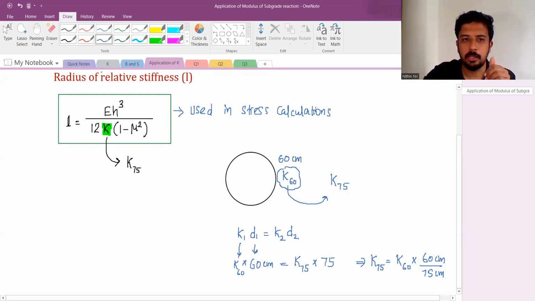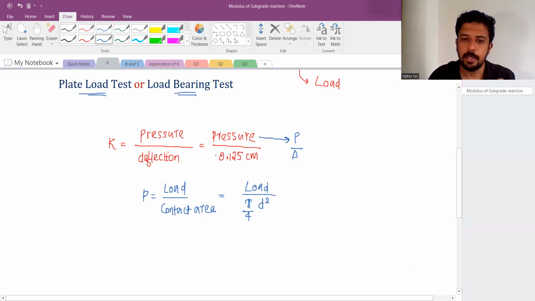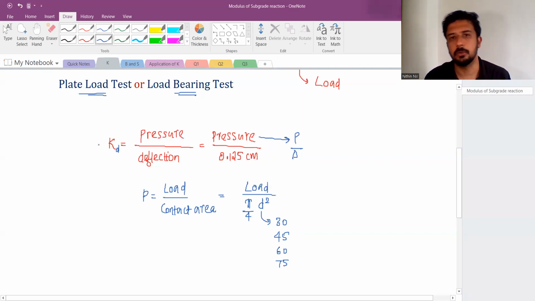Now, coming back to the explanation, that is why I have not written 75 here as a standard, because this diameter can be any value. It can be 30 centimeter, 45 centimeter, 60 centimeter, 75 centimeter. These are the general diameters of the various plates. Whatever they are giving in the question, we can calculate it. Whatever the diameter, a corresponding K value you are going to get. Understood, guys? Very simple concept.